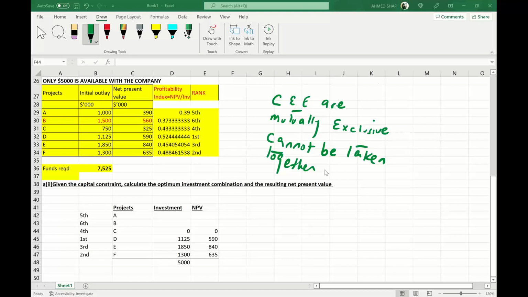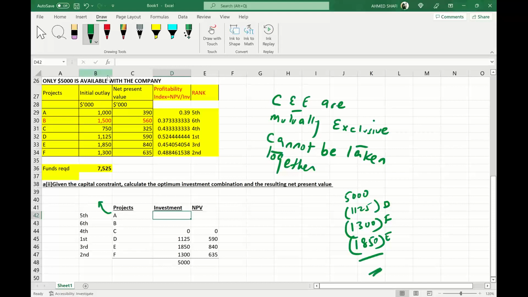Now, after the fourth one, where should you go? Fifth, A. A requires how much investment? 1,000. But if you see, you had 5,000 with you. The first one was occupied by D, 1,125 was taken by D. Then you went to F, 1,300 was taken by F. Then 1,850 was taken by E. So just keep an eye.